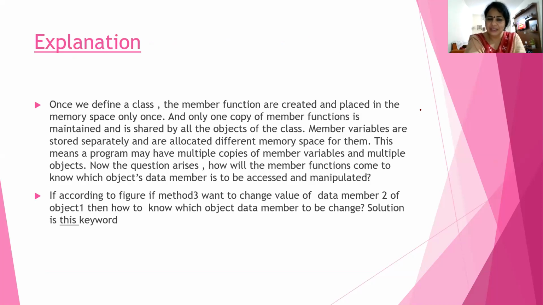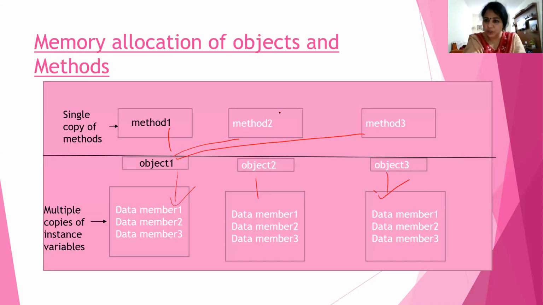Once we define a class, the member functions are created and placed in where? In the memory space only once. Only one copy, as you have seen, and it is shared by all the objects. You just look at the diagram, that is shared by all the objects. Okay, one copy is maintained.